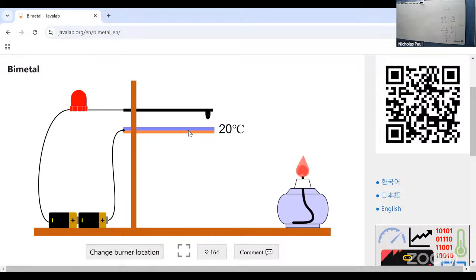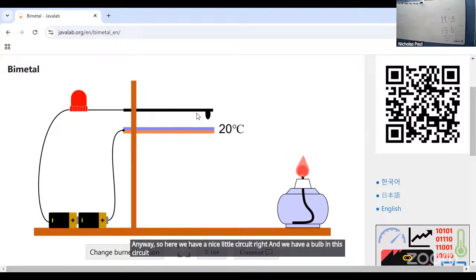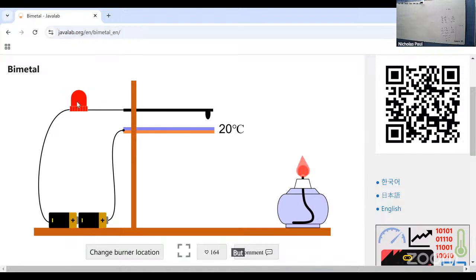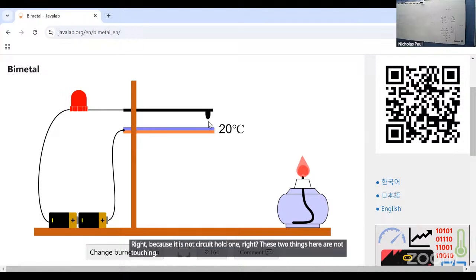So here we have a nice little circuit, right? And we have a bulb in this circuit. We have a kind of switch, a kind of attachment here, batteries, right? So why is this bulb not lighted? Because the circuit is not closed. Circuit open, right? These two things here are not touching. So that's called an open circuit.